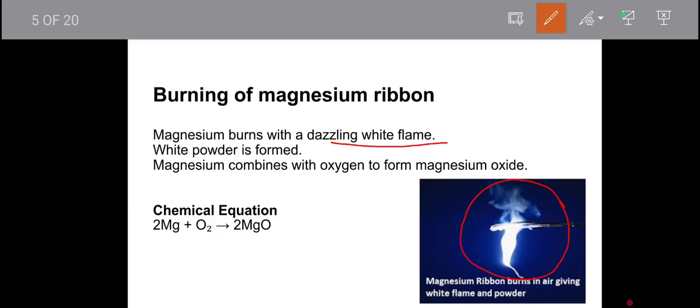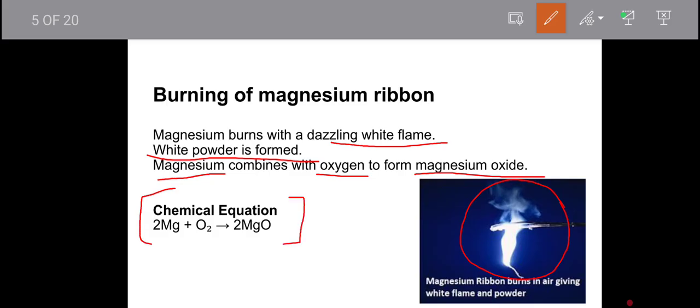After this magnesium ribbon has burned completely, we can see the formation of a white colored powder. What is happening here is that when we burn magnesium, magnesium reacts with, or combines with, oxygen, and we get a new product called magnesium oxide. The chemical equation for this reaction is represented over here.